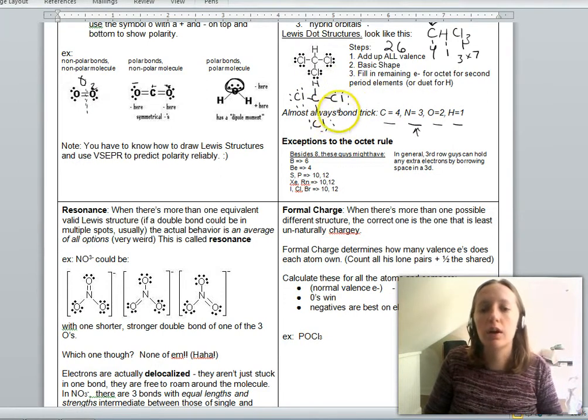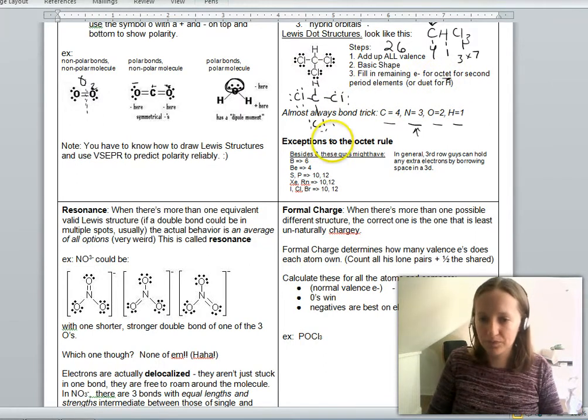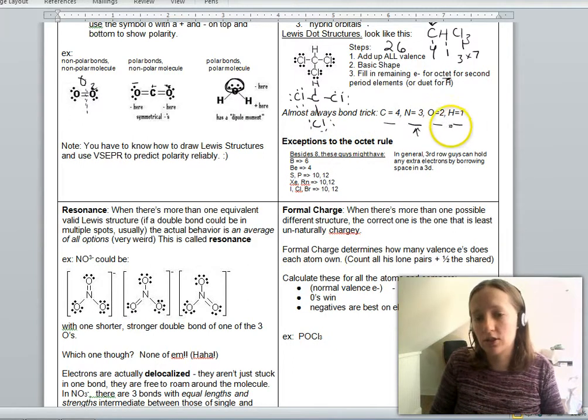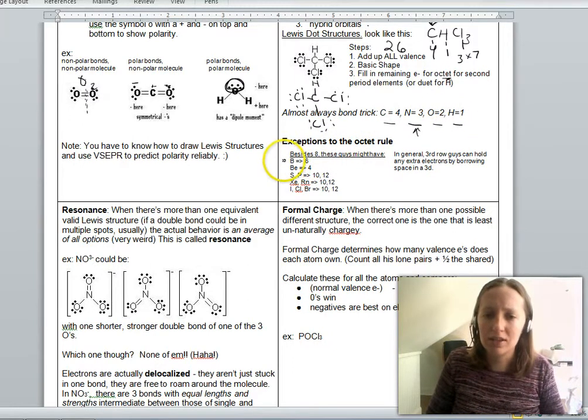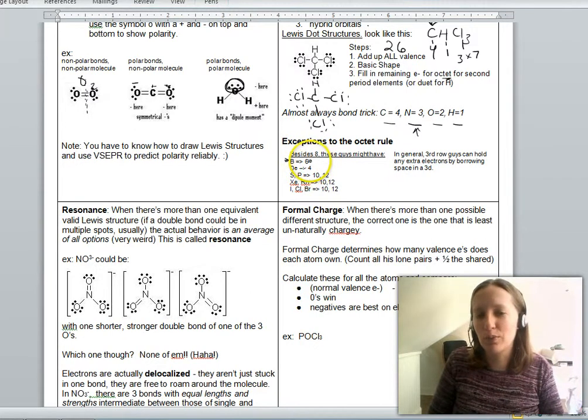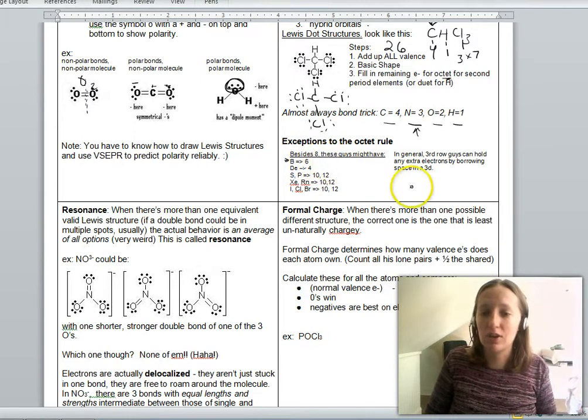All right, so that's normal and filling in your octets. There are a couple of exceptions to the octet rule. Not everybody has 8. We knew that for hydrogen, he's got 2. But boron is an exception because of his location on the periodic table. Boron sometimes can be happy with 6 electrons around him. So you end up with like boron trifluoride and stuff.